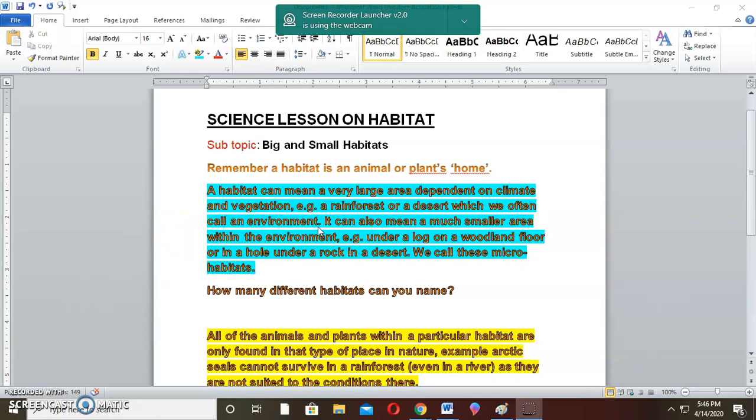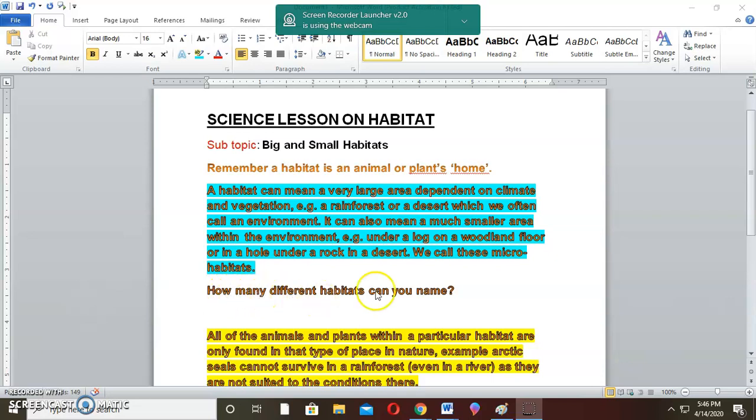So you can be asked, what is an environment? An environment is a place where people, animals, or plants live. So, for example, a rainforest or a desert is also referred to as an environment. It can also mean a much smaller area within the environment. Example, under a log or a woodland floor, or in a hole under a rock in a desert. We call this a microhabitat, and we looked at microhabitat yesterday.